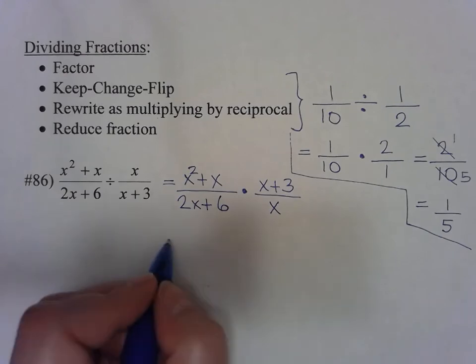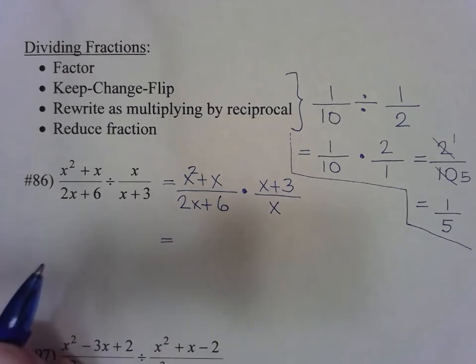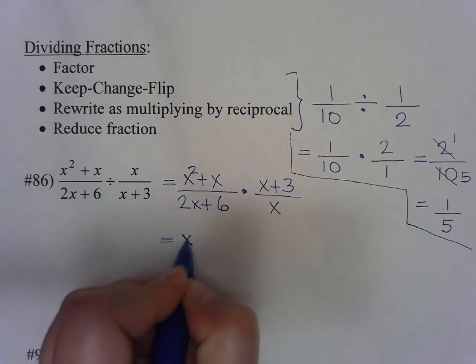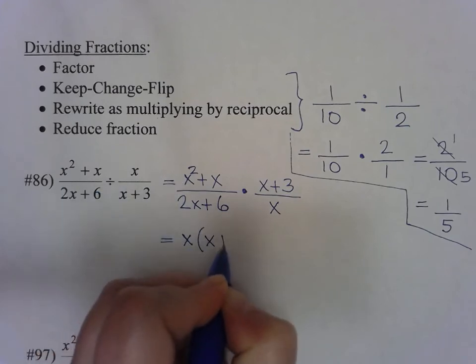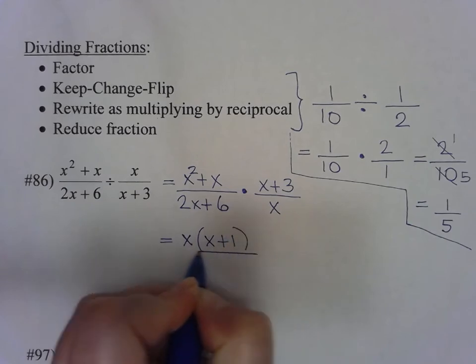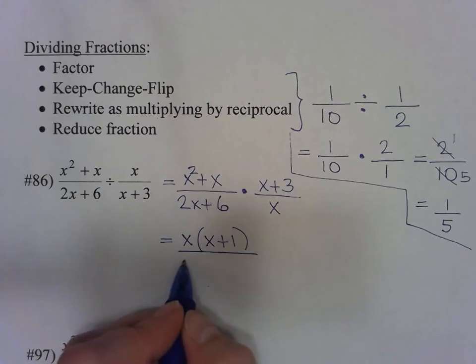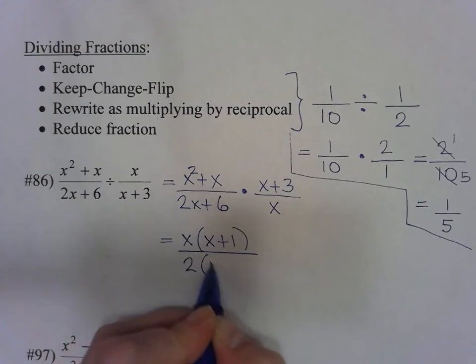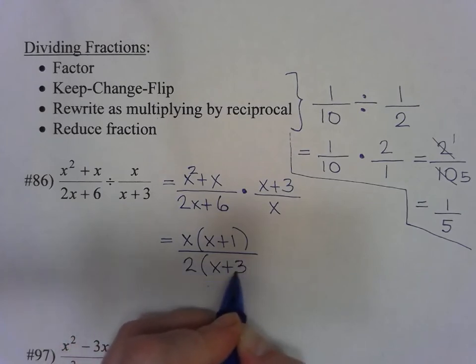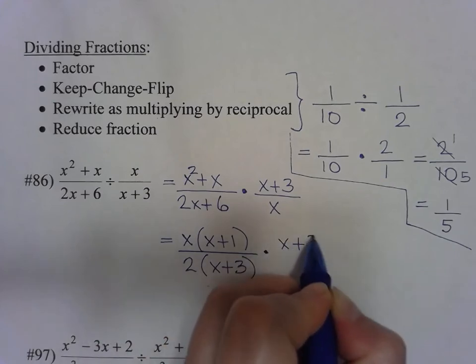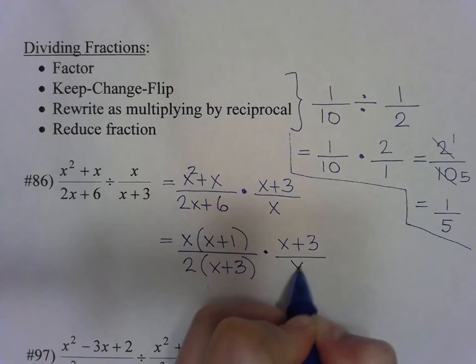All right, so now I'm going to factor everything I can. If I factor the top of the first fraction, I have a GCF of x. If I factor the bottom of the first fraction, I have a GCF of 2. And I really can't factor anything in the second fraction this time.